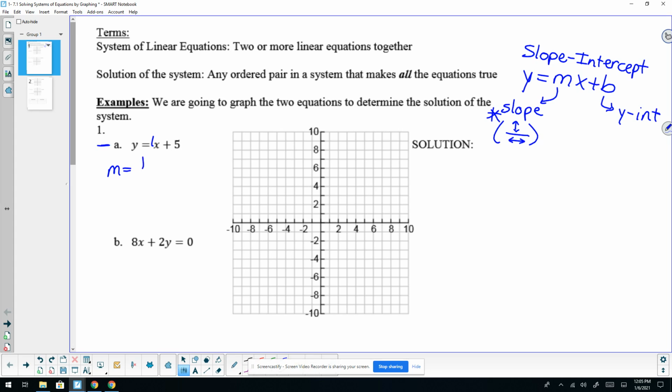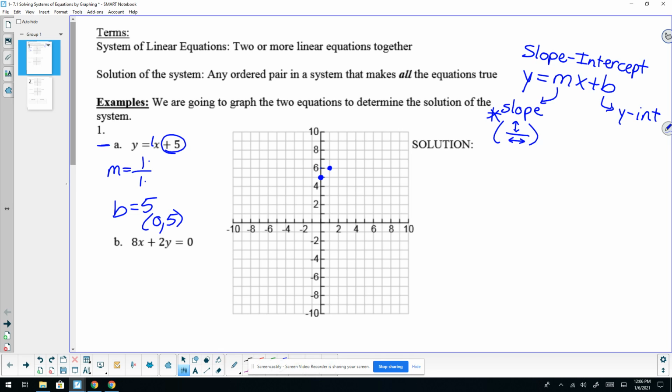So instead of just 1, it would be 1 over 1. My b value is this piece here, so 5. The point of my b value that I'm going to use then would be (0, 5). That's my y-intercept. So I go up to 5 on the y-axis. I move using my slope. So the numerator is 1, it means I go up 1. The denominator is 1, so I go right 1.